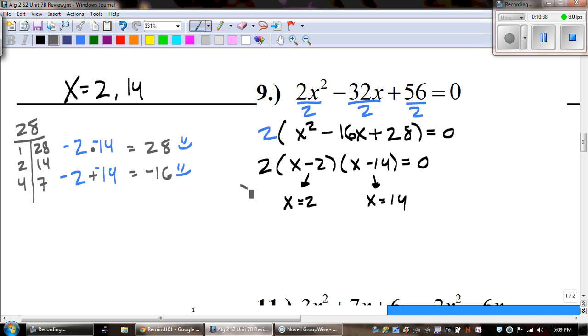And guys, remember what we're doing right there is x minus 2 equals 0, and x minus 14 equals 0. That's why I'm saying it's the opposite, because when you solve for x, we would do the opposite operation.